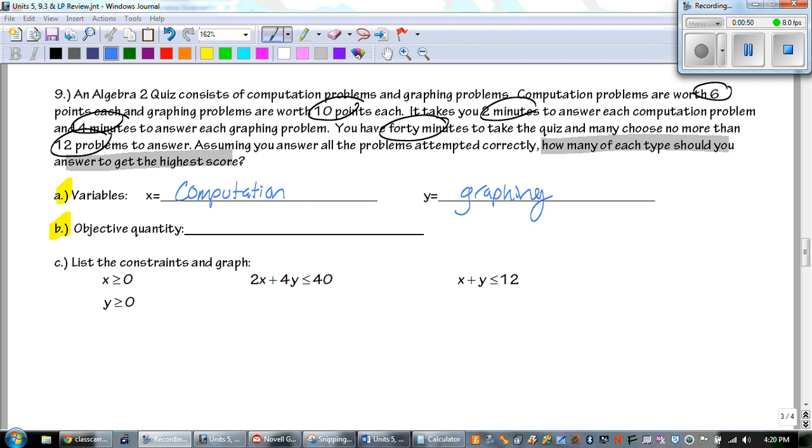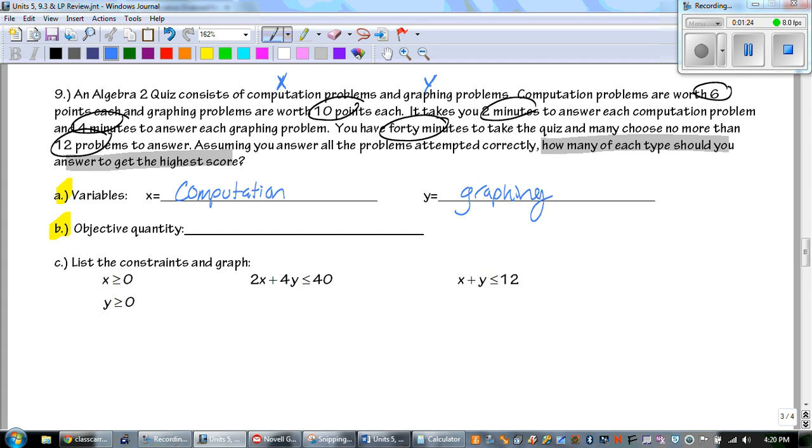Okay, so an Algebra 2 quiz consists of computation and graphing problems. Those end up being your X's and your Y's. The computation problems are worth 6 points and each graphing problem is worth 10 points. It takes you 2 minutes to answer each computation problem and 4 minutes to answer each graphing problem. You have 40 minutes to take the quiz, and you may choose no more than 12 problems to answer.